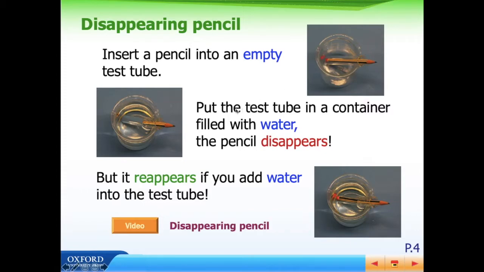Now you put the test tube in a container and you fill that container with water, as shown in this diagram too. Now notice that our pencil disappears with respect to what we had a while ago. But if you add water into the test tube, the pencil will reappear again. To see this demonstration in action, I want you to watch this video clip, Disappearing Pencil.